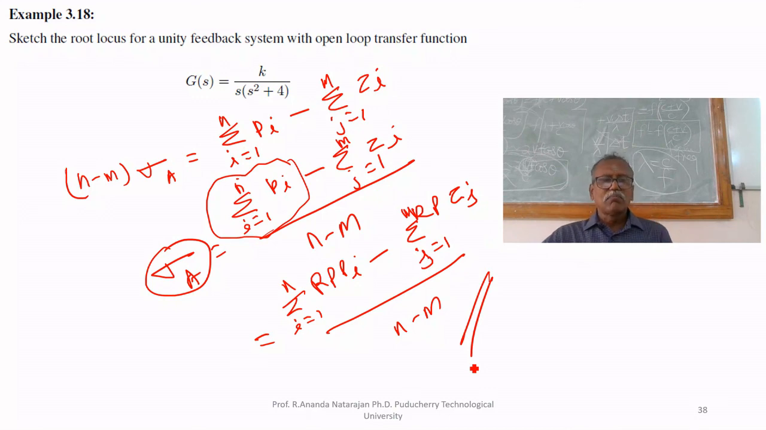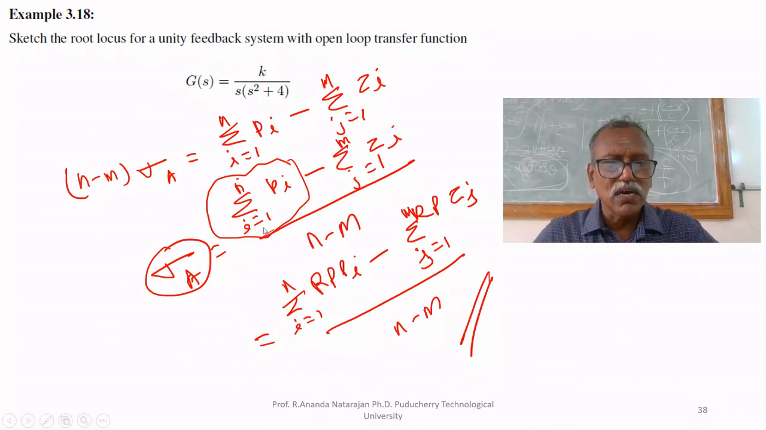So now, how many rules have we seen? 5 rules. Let us draw the root locus for this.